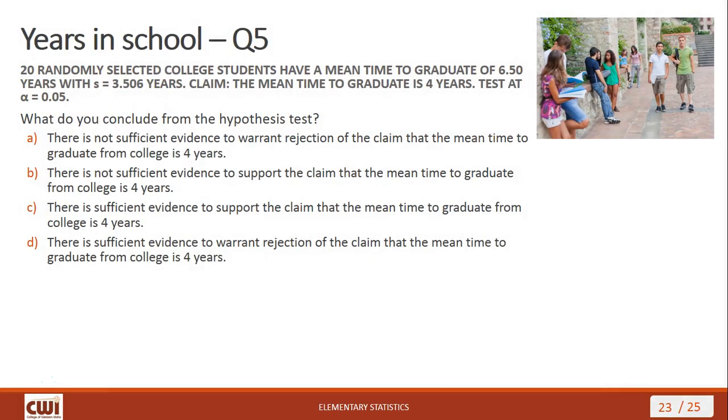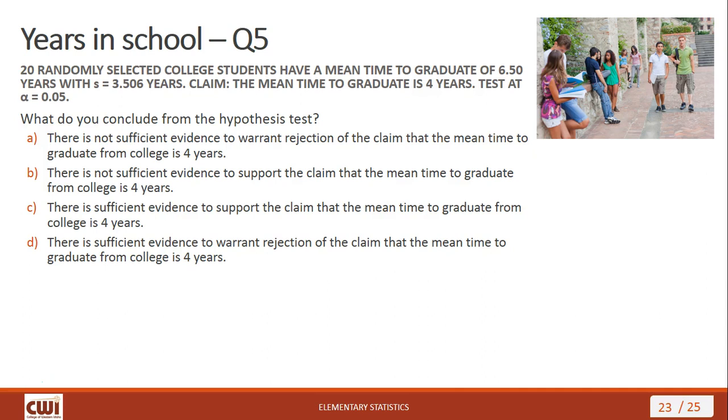What do you conclude from the hypothesis test? Well, again, here we have the same 4 options in the wording of our conclusion. So we're going to go through the same process that we did previously. First, did we fail to reject H0 or did we reject H0? In this instance, we rejected H0. Therefore, there is sufficient evidence. So we're not going to look at answers A and B. We're going to look at C and D. The correct answer is either C or D.